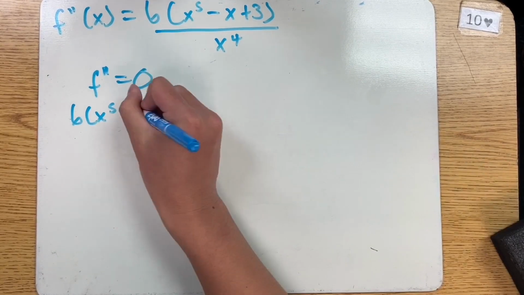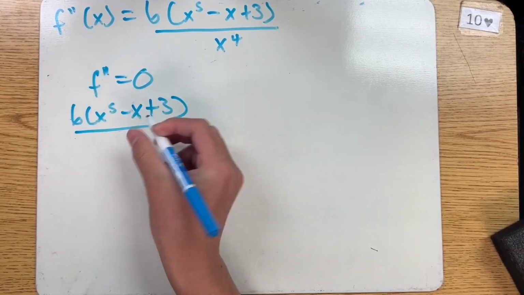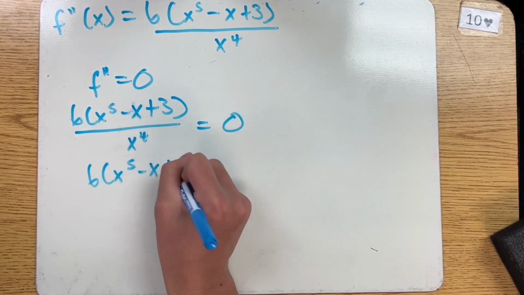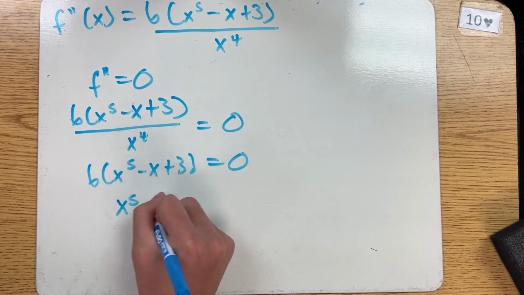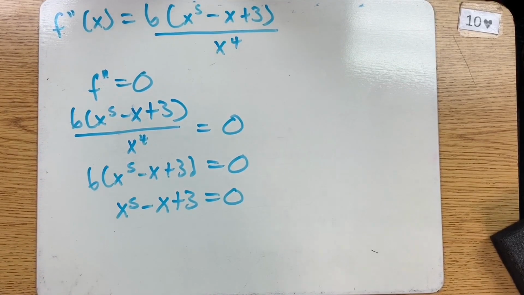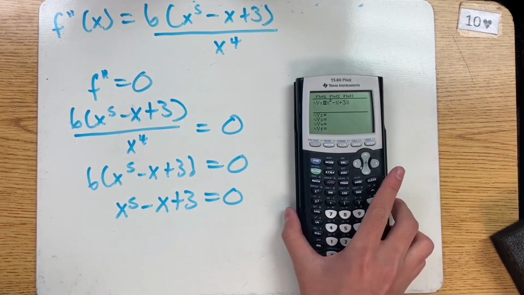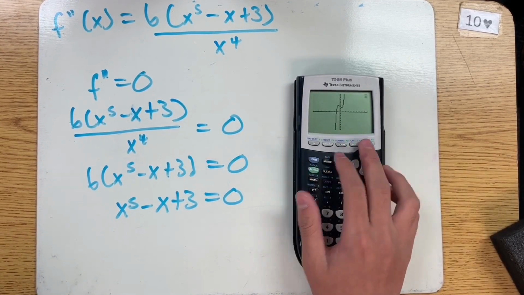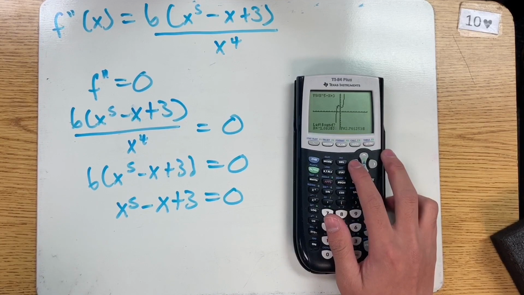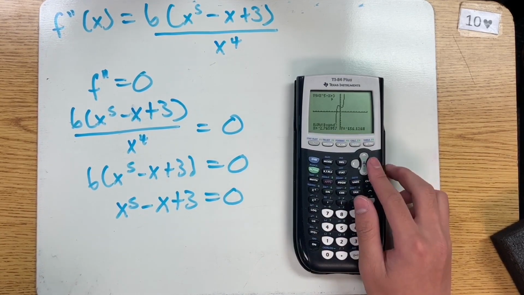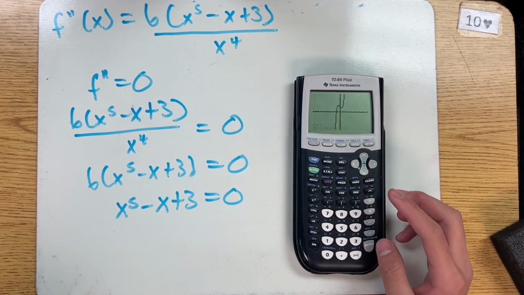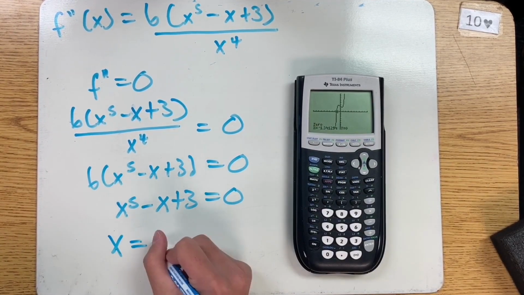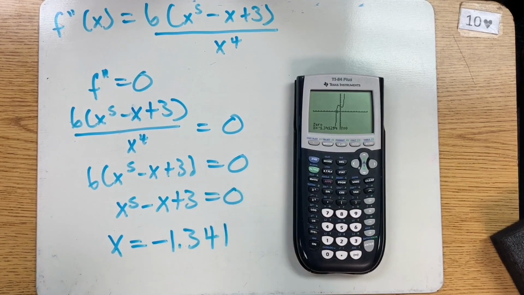Next, we're going to find the critical numbers, or where f double prime equals 0 or is undefined. These critical numbers mark possible points of inflection, or where concavity may change. First, we set f double prime equal to 0. Since this is a fraction, only the numerator needs to be equal to 0. This lets us get rid of x to the fourth. Then we can divide both sides by 6 to get x to the fifth minus x plus 3 equals 0. We can then plug this into our calculator to find that x equals negative 1.341.